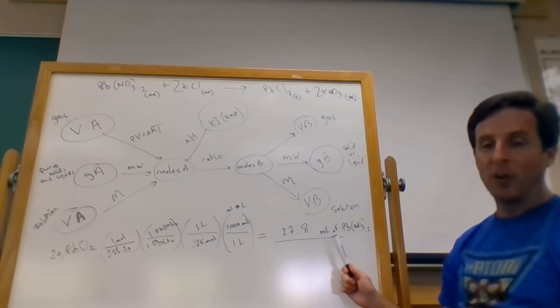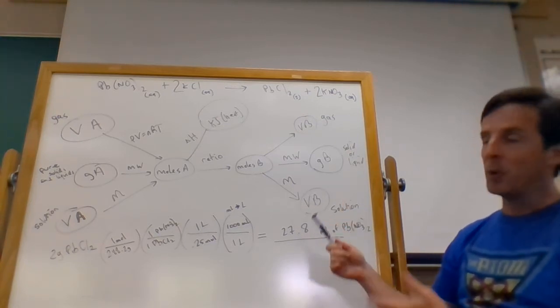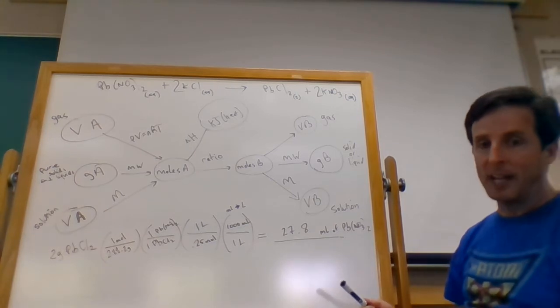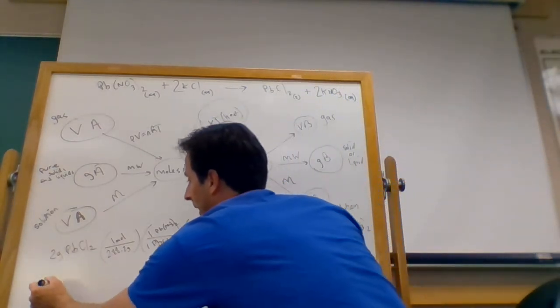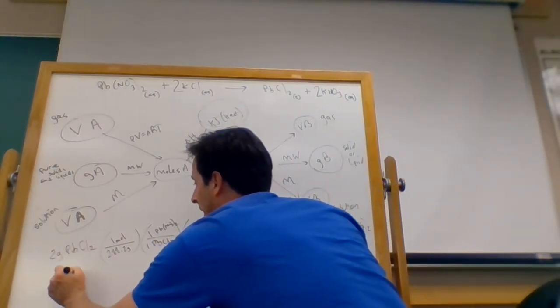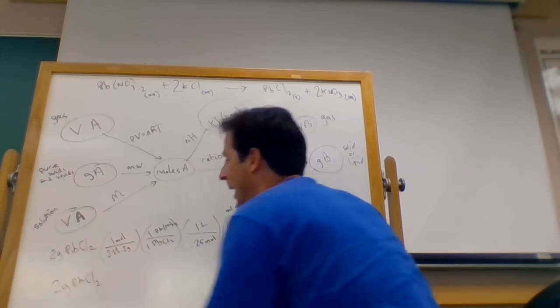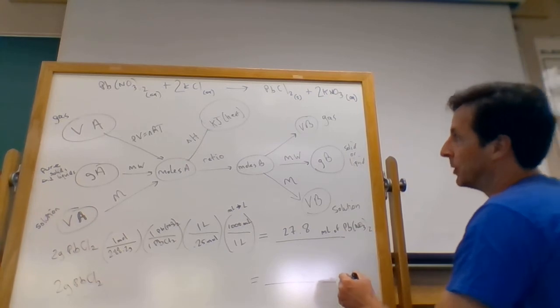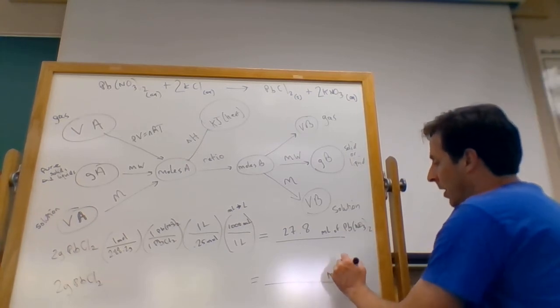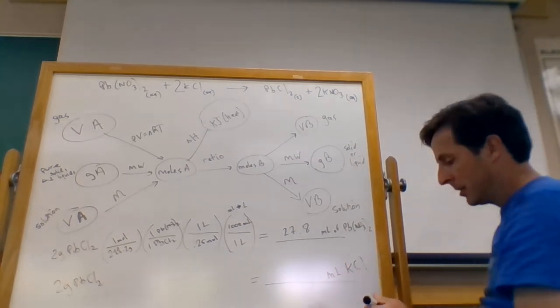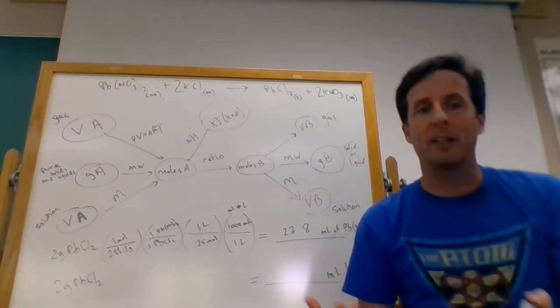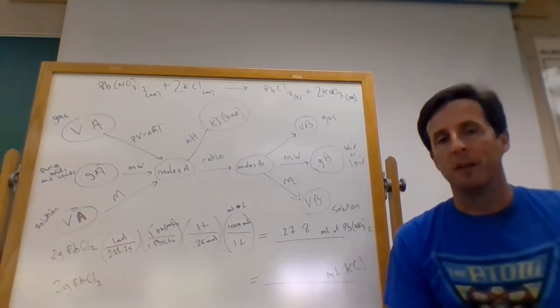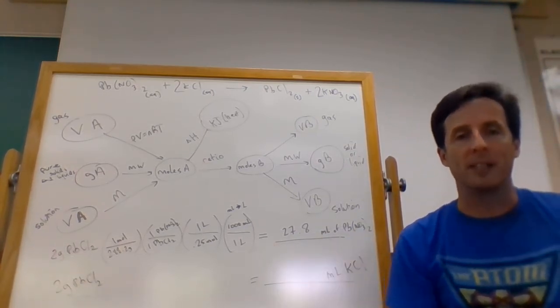Now, the question wants to know how much of both reactants. So essentially, I need to do this whole process again, starting with 2 grams. Again, this is how much I want to make, but now I need to know how much of the other reactant I need, which would be the milliliters of KCl.